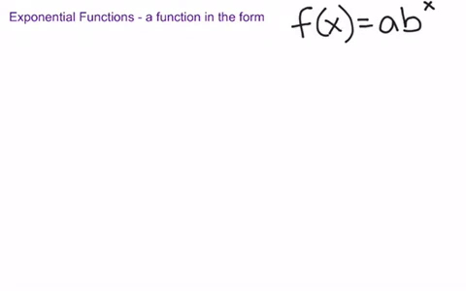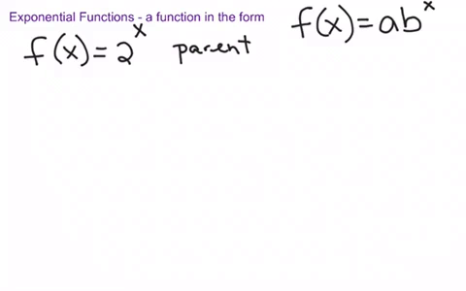In the form f of x equals a times b raised to the x. Now remember, we have had linear functions, quadratic functions, radical functions, rational functions. This is just the next function in line. Now, we have used exponential functions. We have looked at the parent function, and we usually use 2 raised to the x so that we can actually put it into our calculator.